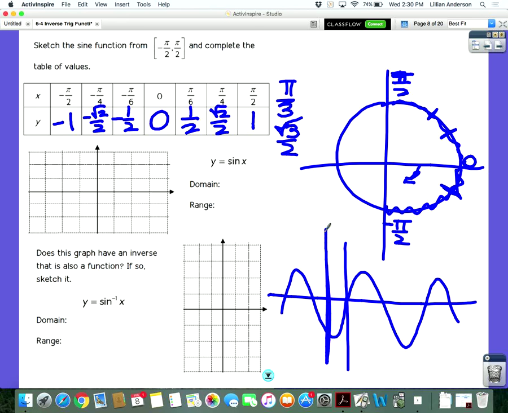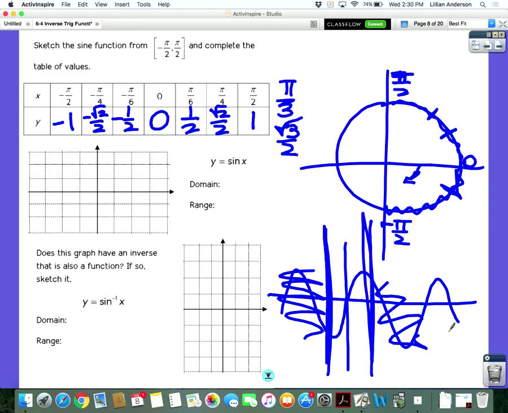So we're only looking from here to here on the graph. That's what we're looking at. Okay? So let's graph this real quick. We're going to label our axes and graph this function.